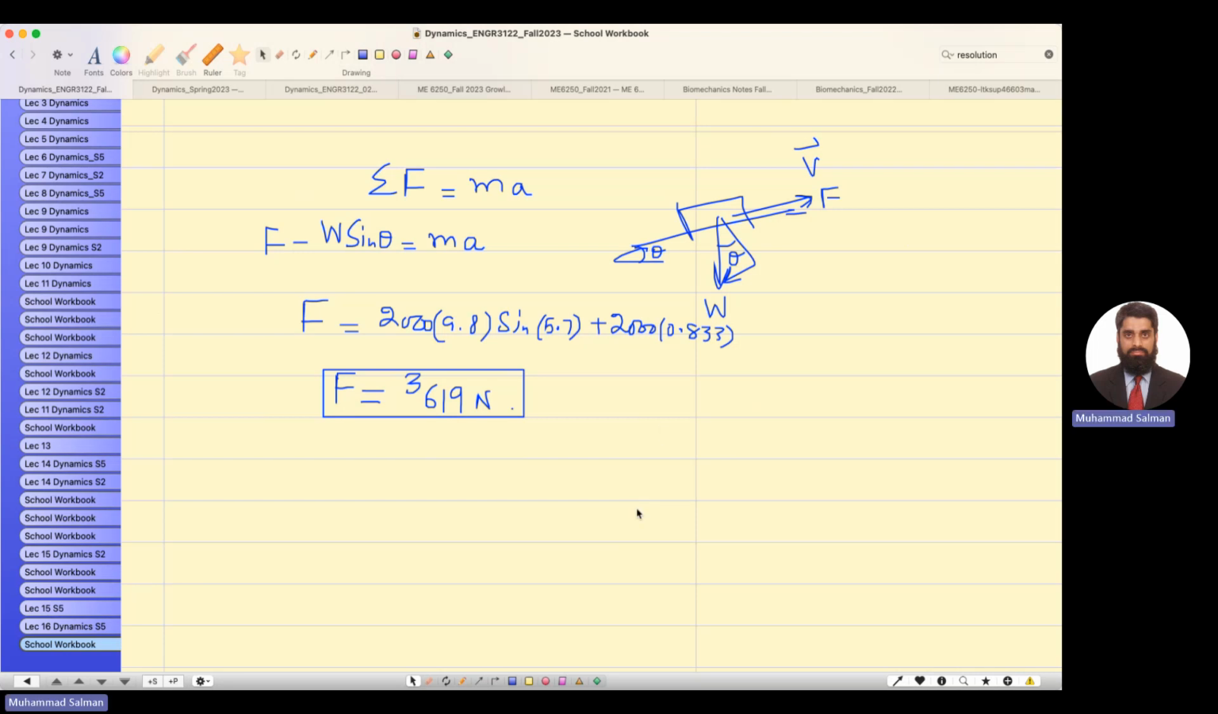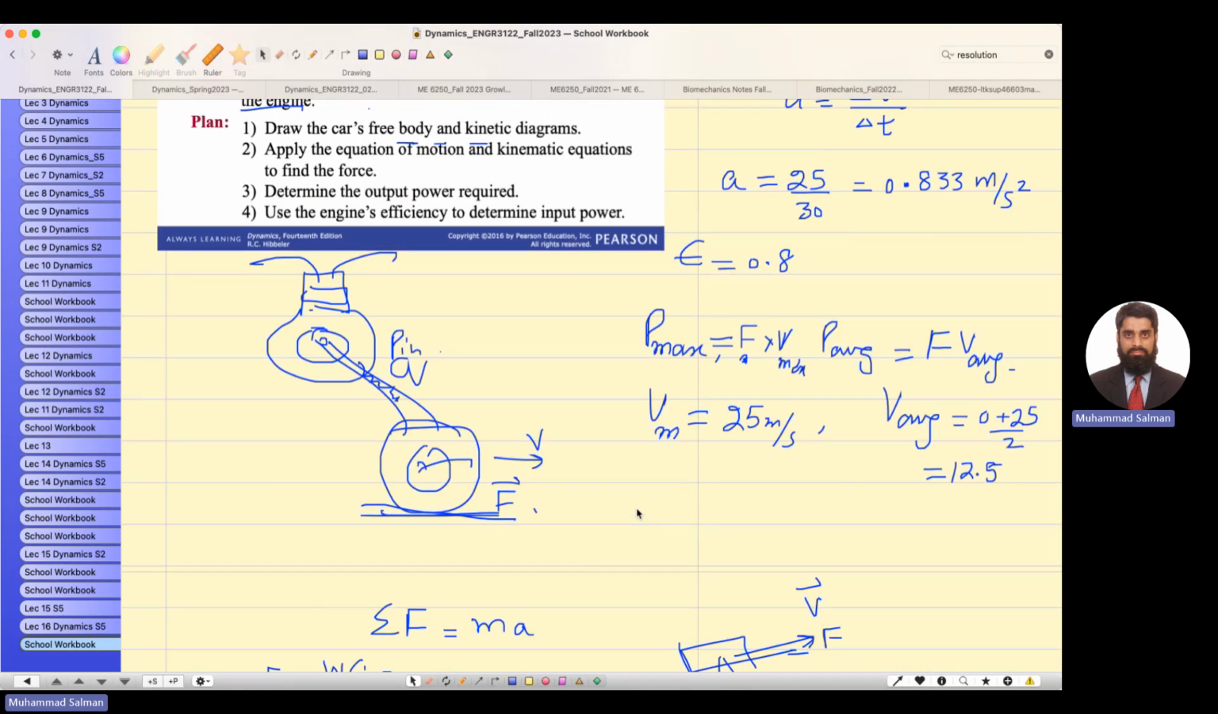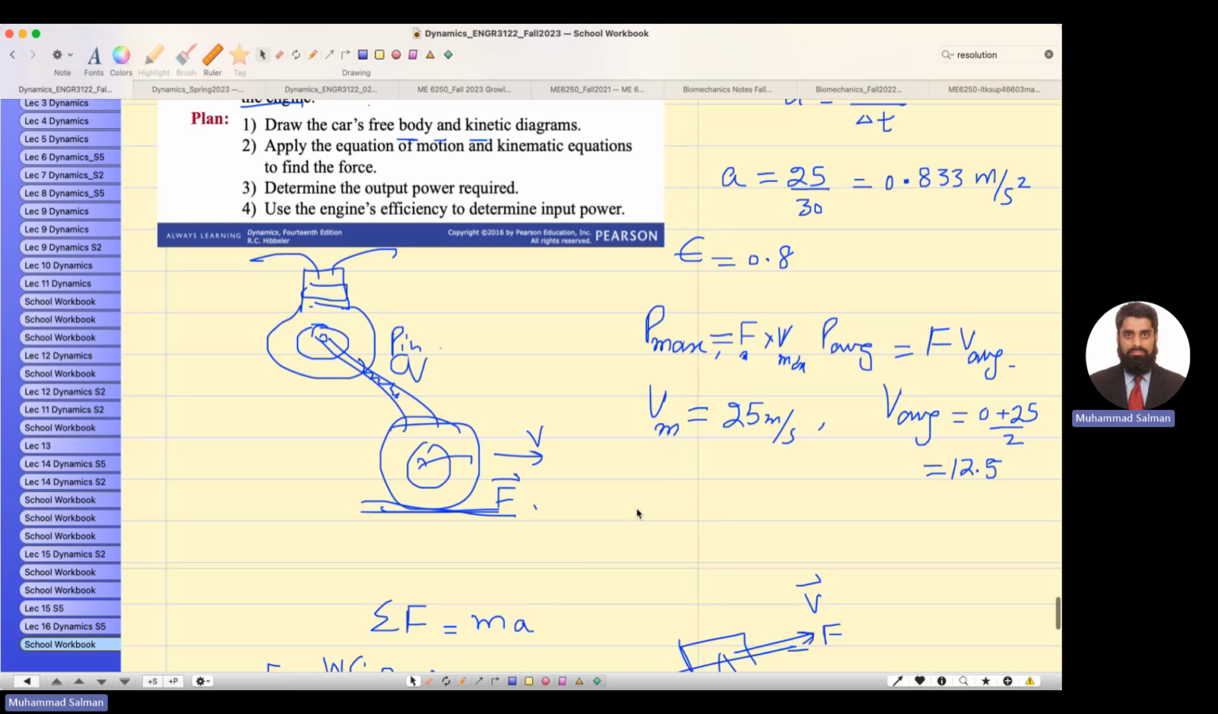Do you agree with your professor? Now we have found the force, and the power is force times velocity. Velocity is already given. Maximum is 25, average is 12.5. Just multiply these two numbers to find out the answer. That's it. So let's do the math here.